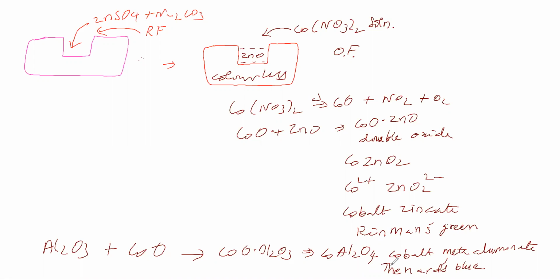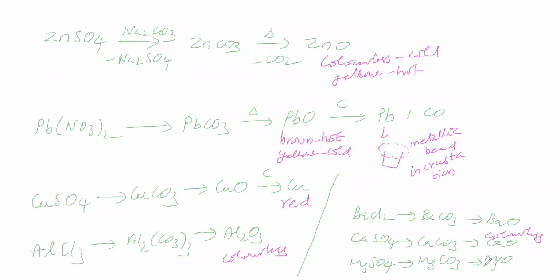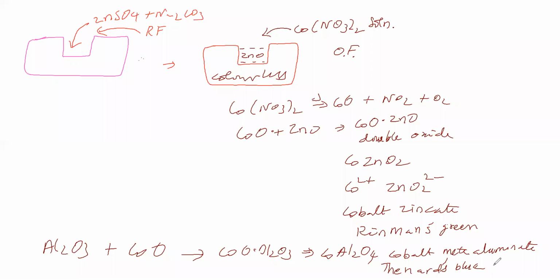Okay. Next we will see magnesium salt. Magnesium salt gives magnesium oxide. This magnesium oxide with cobalt oxide gives a pink color. This is CoMgO2. It has a pink color. So these are the tests for the charcoal cavity test.